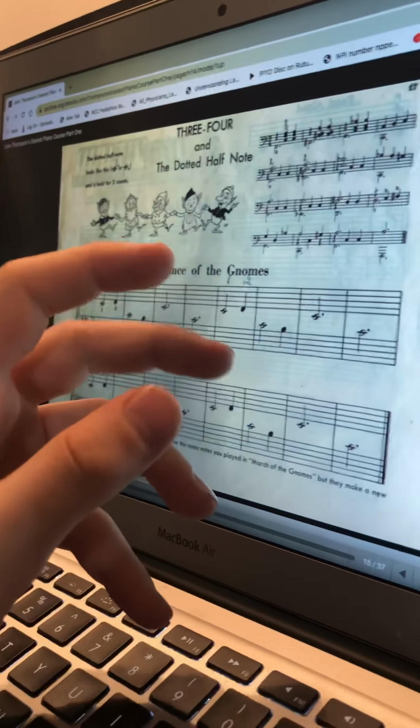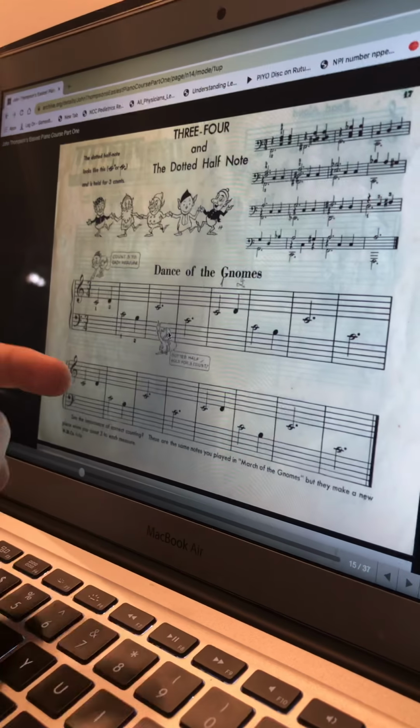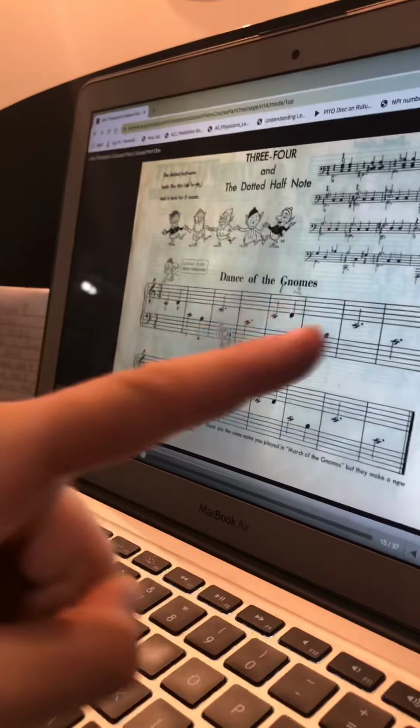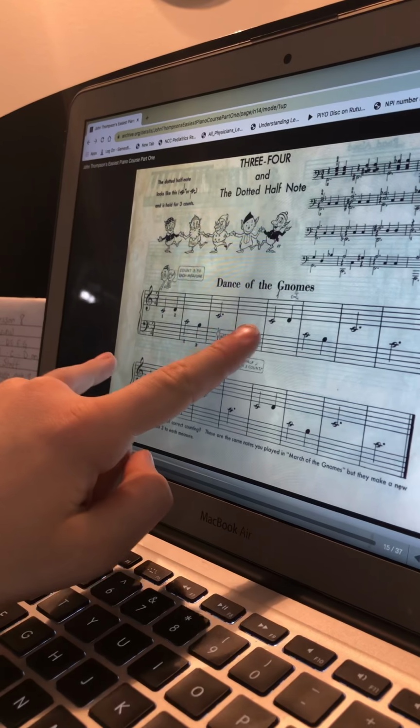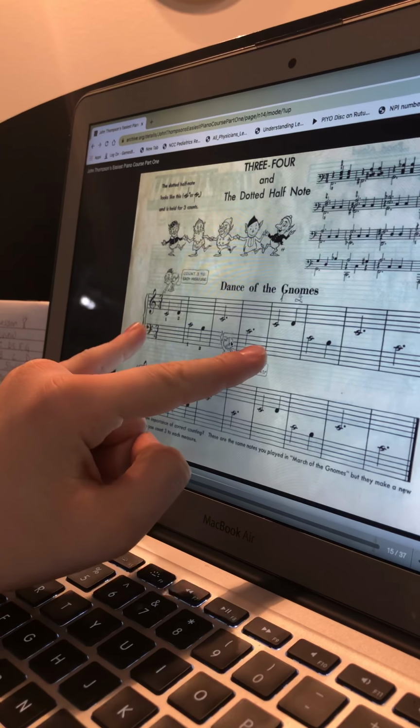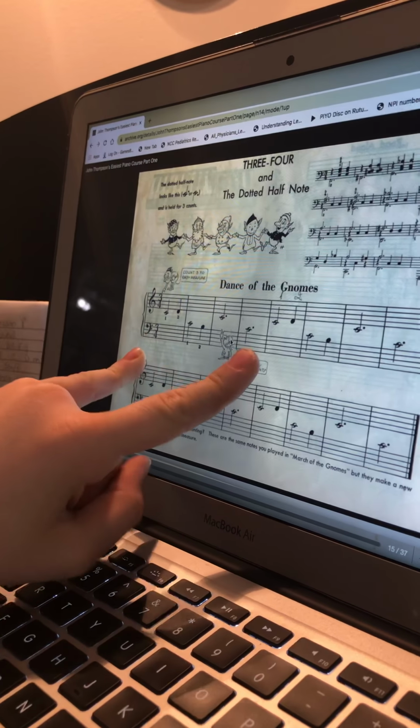Now, I'm going to stop right there, and here's why. You already know how to play this. But you're probably thinking, Charlie, no, I don't. You didn't show me. Actually, I did. Three times. Look, when you're playing songs, you have to look for patterns so you can get muscle memory, which I'm also going to teach you in a later lesson.